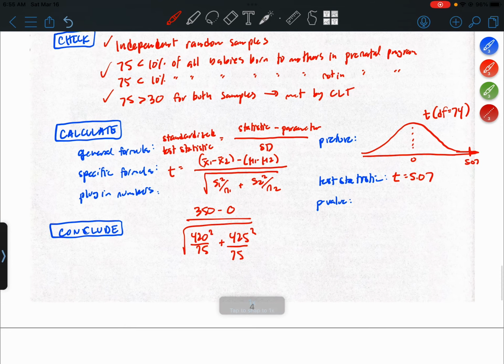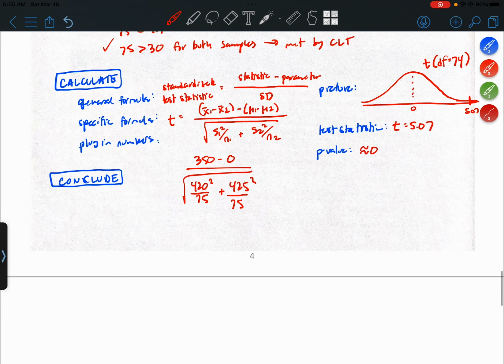To get the p-value, I'll just use the tcdf command on the calculator: second vars, option 6, tcdf. 5.07 is our lower bound, 999 is the upper bound, with 74 degrees of freedom. The calculator gives me 1.42 times 10 to the negative 6 power. I'm just going to write that it's approximately 0. It's a very, very small p-value.